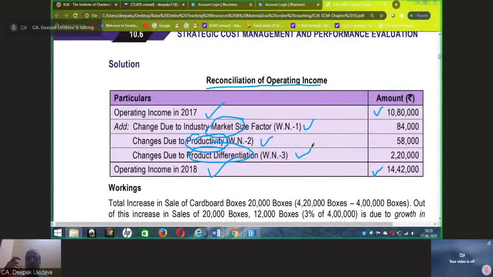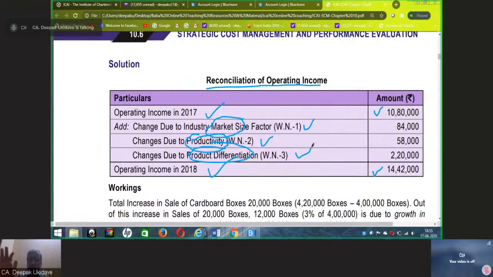So you will not say increase or decrease, we will say change. Change can be upward, change can be downward. So change due to market size, that is called the growth factor, change due to productivity, that is efficiency in operation, and change due to product differentiation, that is cost leadership, all because of the price recovery effect. Right? And we will give cross-referencing, working note 1, 2, 3, etc.